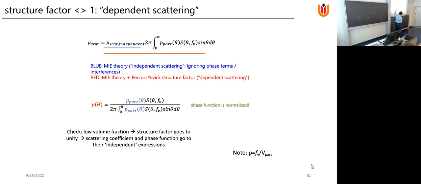Two sets of curves: we'll calculate the scattering coefficient, and we'll also calculate the apparent phase function. Mie theory will give you the phase function of just one particle, and the apparent phase function that takes into account the structure factor is basically the effective phase function of the ensemble of particles. The check on this is that if we do this whole calculation for very low volume fraction, then the structure factor should go to unity, and both the scattering coefficient and phase function should go to the values that are valid for single particles.